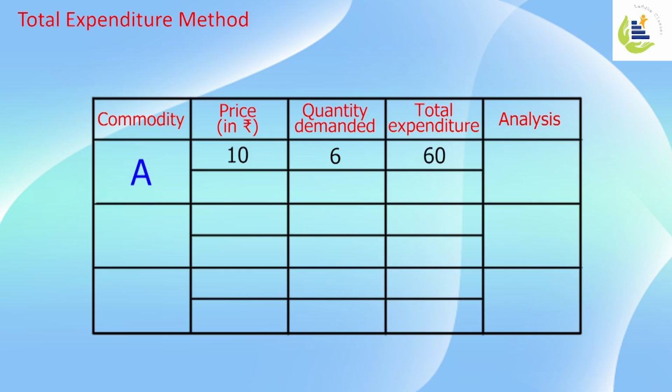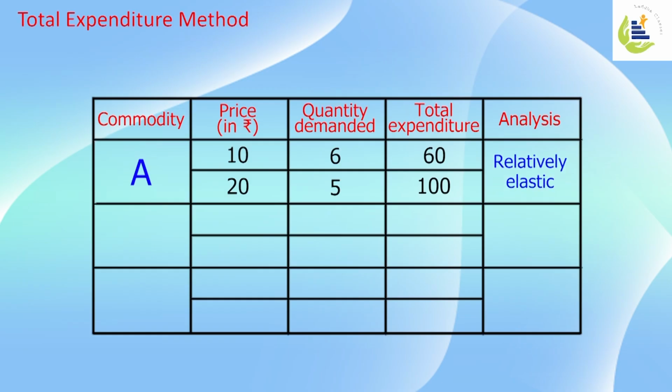If the price goes from 10 to 20 and quantity changes from 6 to 5, then the total expenditure will be, yes, 20 into 5, 100. Earlier it was 60, now it is 100. What do you see? The total expenditure has increased, so elasticity of demand is greater than 1, which means in this case, the demand is relatively elastic.